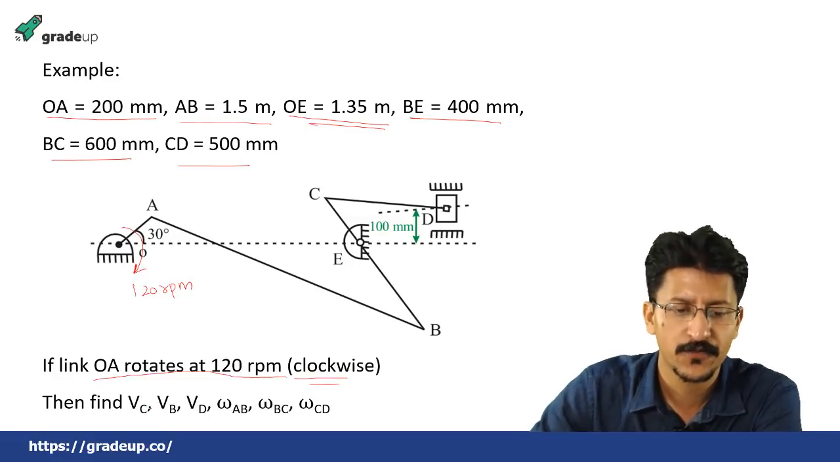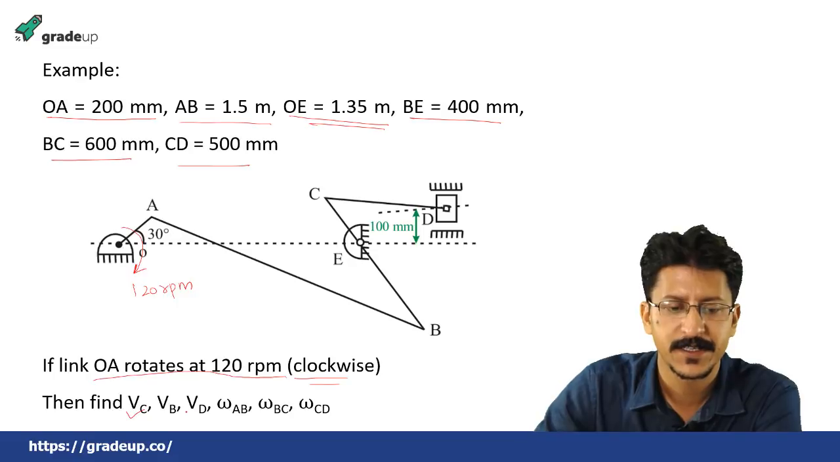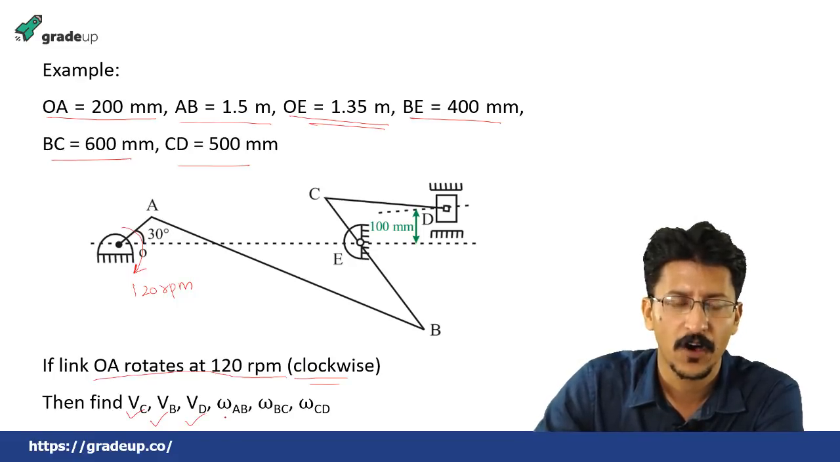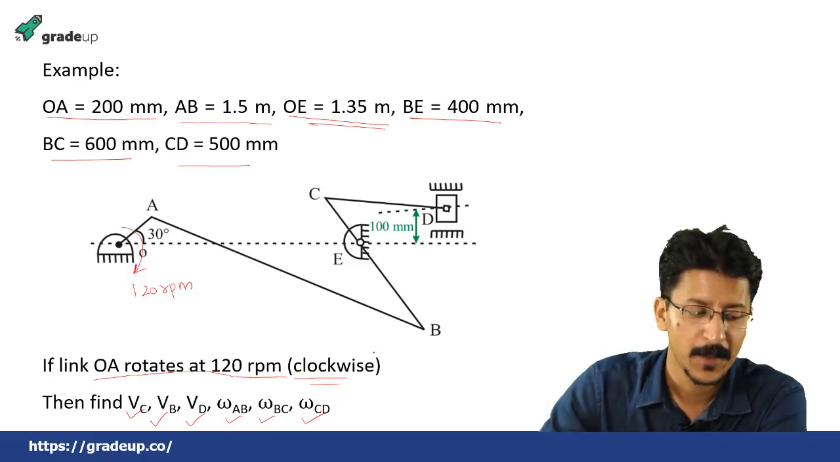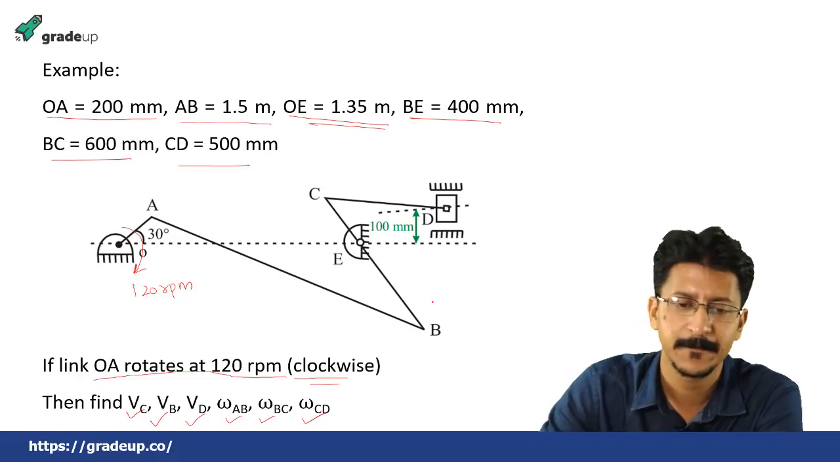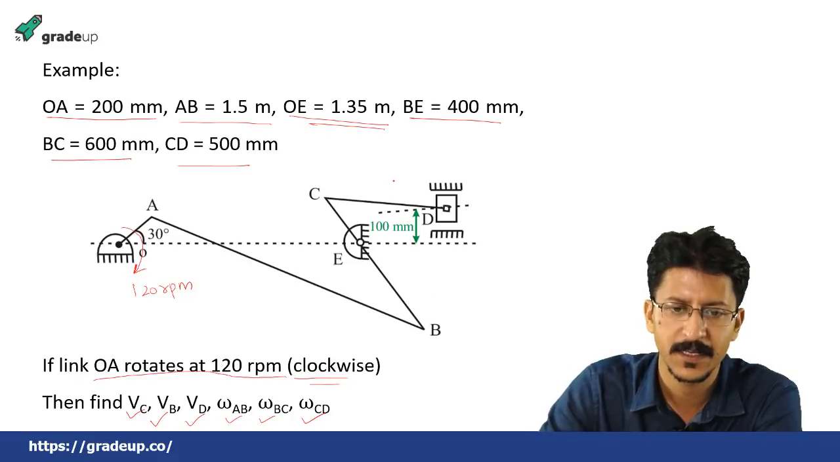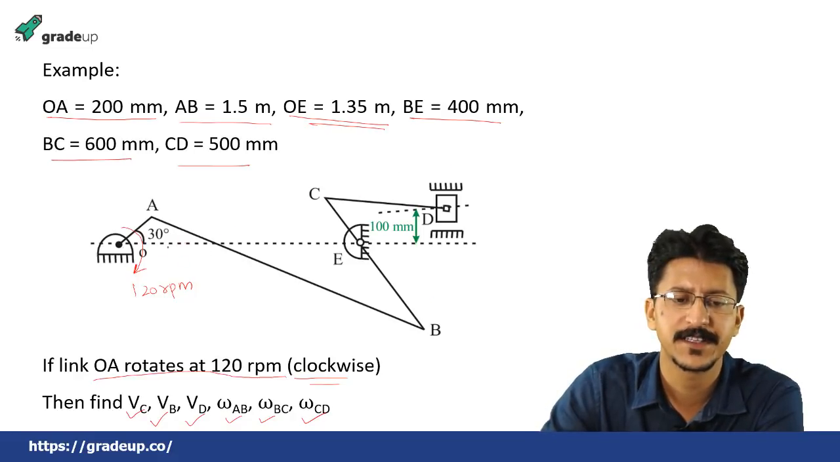So we need to find the velocity of point C, of point B, velocity of point D, and then the angular velocities of some of the links, that is AB, BC and CD. So how do we proceed? Let us see. In this case, first of all, we need to find some of the I centers.